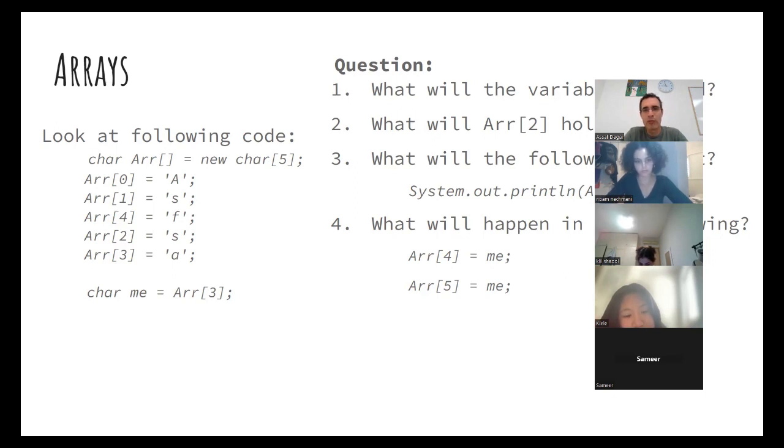And then, Noam, you said arr[5] equals a. What will happen? You say runtime error. Why will you get a runtime error? What's the problem? Because you don't have index 5. You only have until 4. This is the maximum.